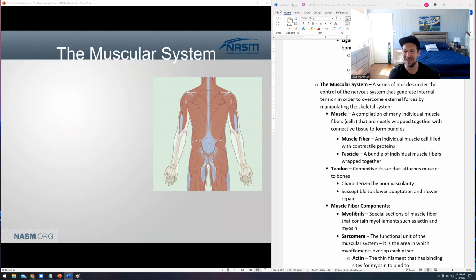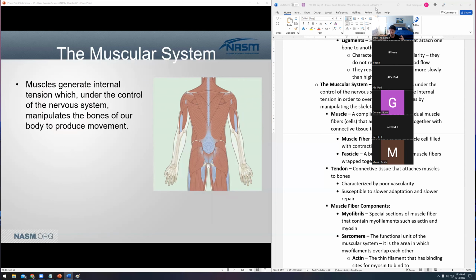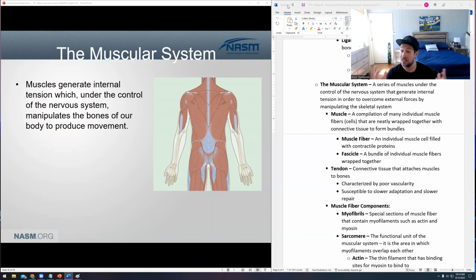So our muscular system is a series of muscles, and those muscles' job is to generate internal tension. Remember, we talked about all the different proteins that live within our muscles, right? Those proteins bind together to create internal tension and pull the cells inward and shorten them. That internal tension overcomes external forces by manipulating our skeletal system.